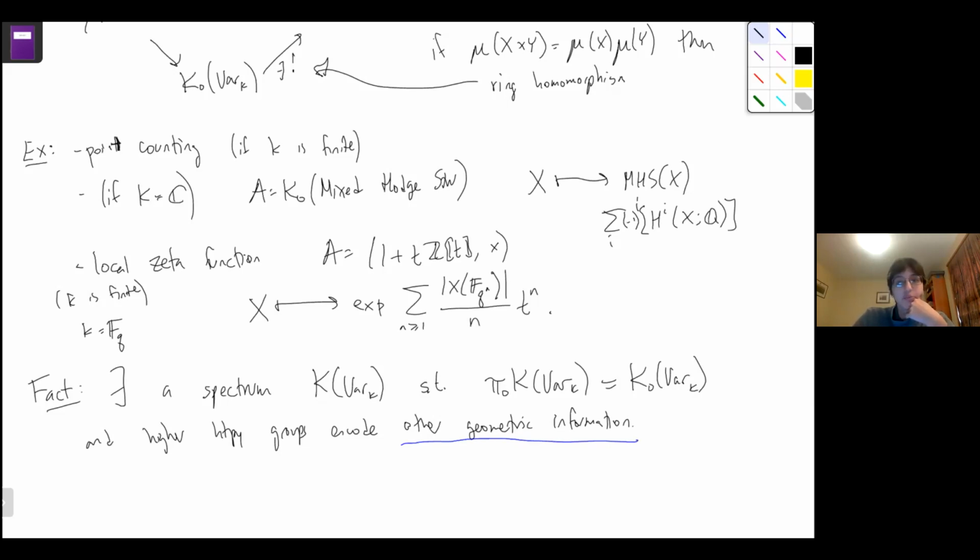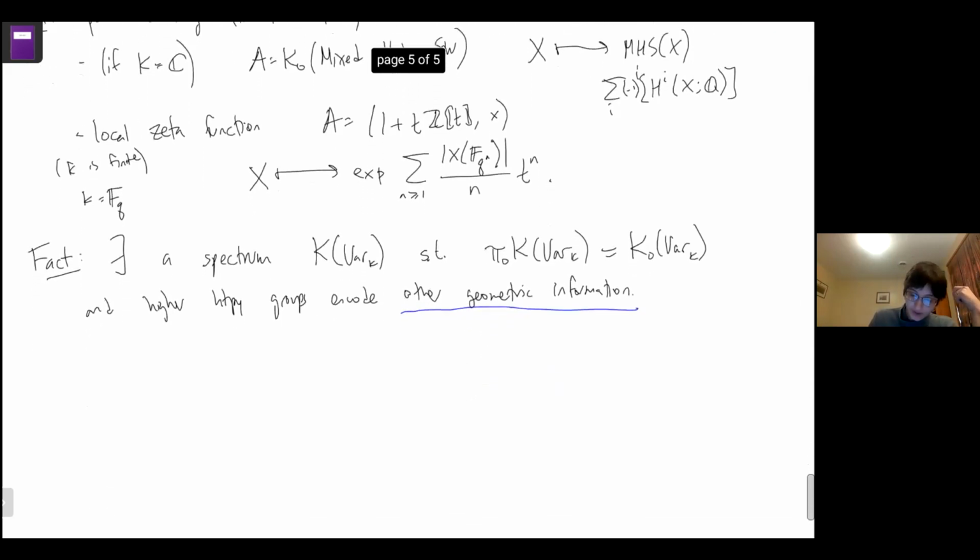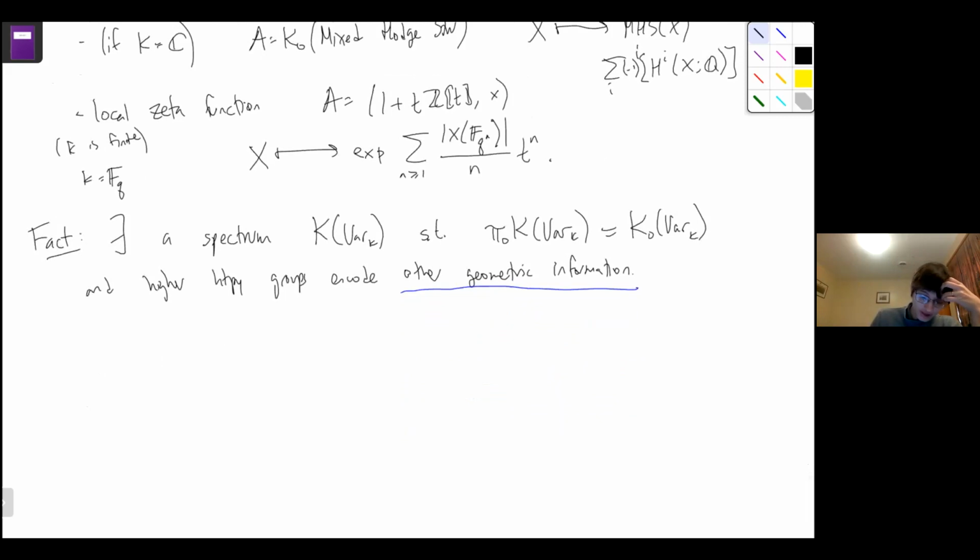So I want to talk a little bit about K1 in general. I'm not going to talk about anything higher than K1 because I don't know what anything higher than K1 means for this spectrum. I would love to know. I think it would be really cool, but I don't. But I know a little bit about K1. So, theorem. K1 of varieties is generated by the following.